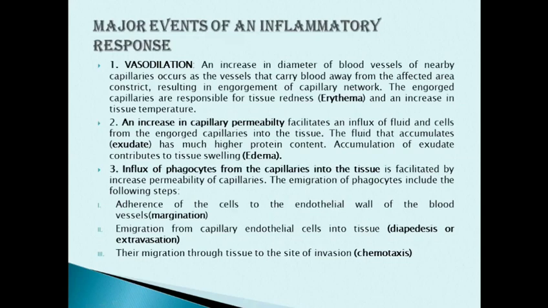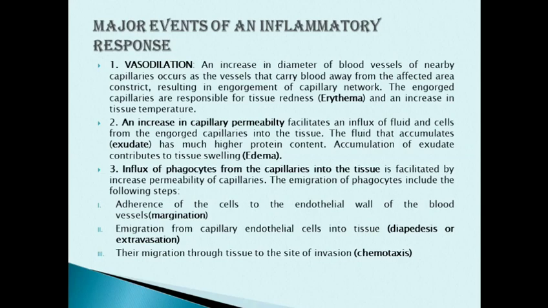Now, major events of an inflammatory response, first is vasodilation. Now, vasodilation is, as the name suggests, an increase in the diameter of blood vessel, and which is responsible for tissue redness or erythema and increase in tissue temperature. Now, as the increase in capillary permeability happens, it facilitates an influx of fluid because the permeability of the capillary is increased. So obviously, from outside, fluids and cells will enter the tissue. The fluid that accumulates is called exudate and has much higher protein content, and this accumulation of exudate from outside contributes to tissue swelling, or what we call edema.